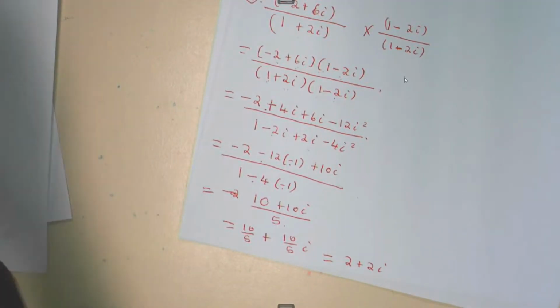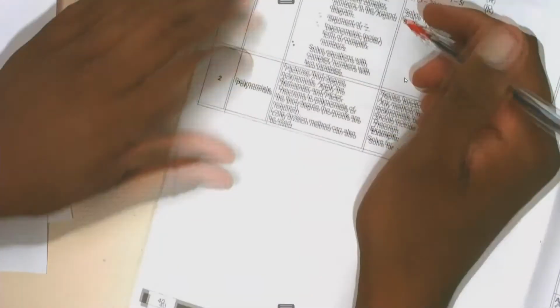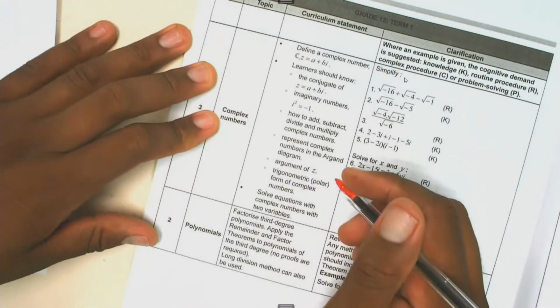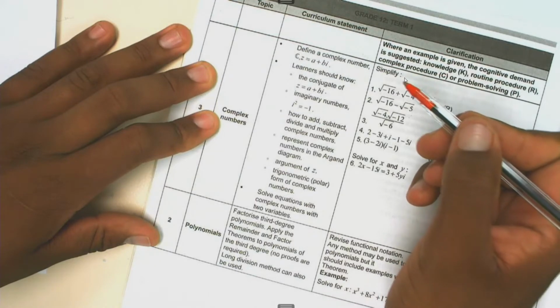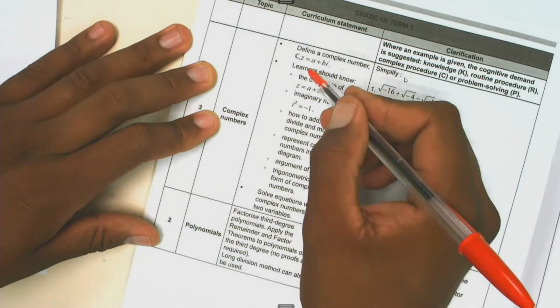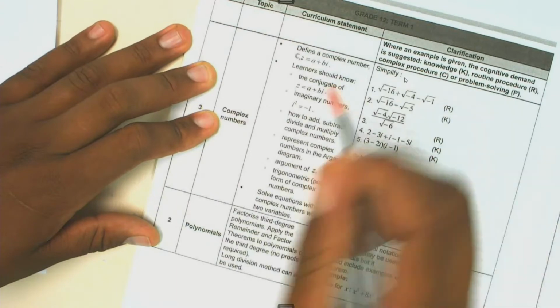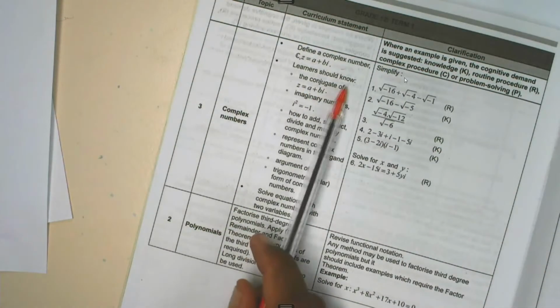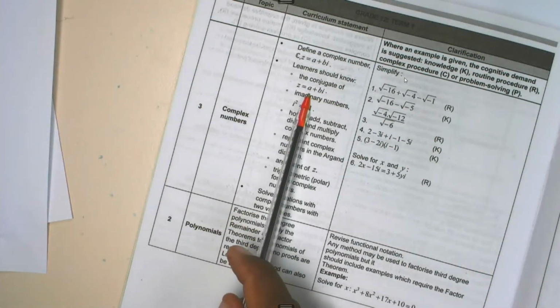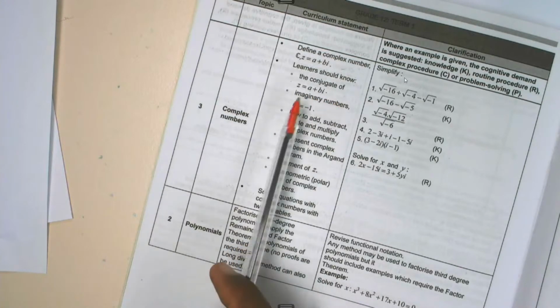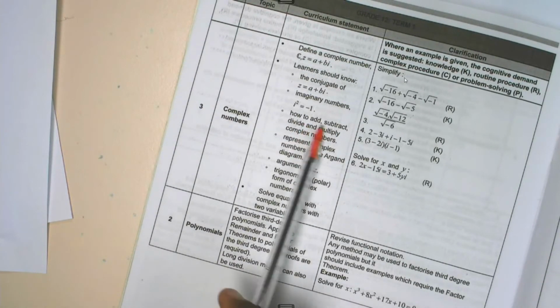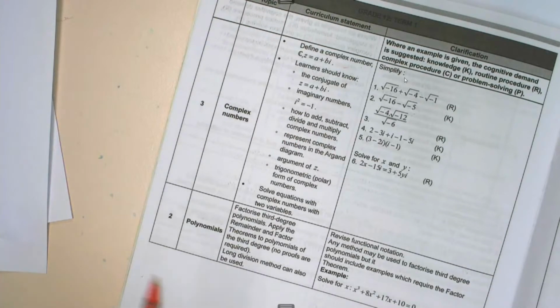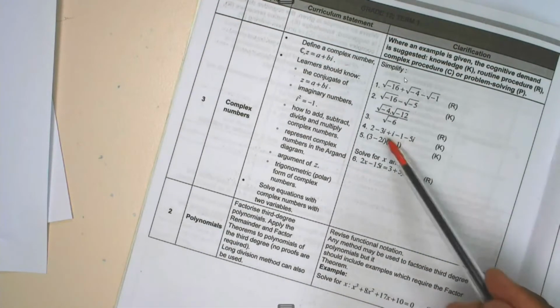Now let's go back. Remember what is very important here, for you to define the complex numbers as a plus bi. Learners should know the conjugate of a plus bi. We said the conjugate of this will be a minus bi. We managed to add, subtract, divide, and multiply the complex numbers. So all this, we have done.